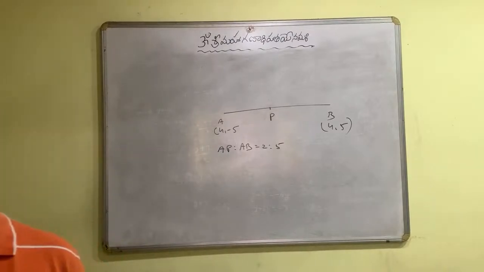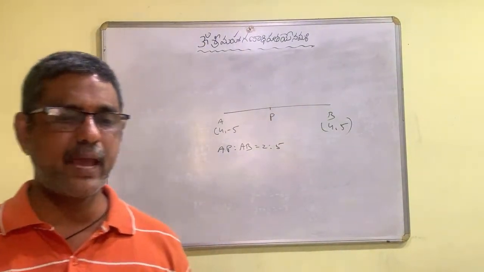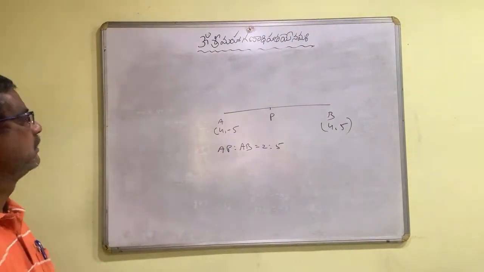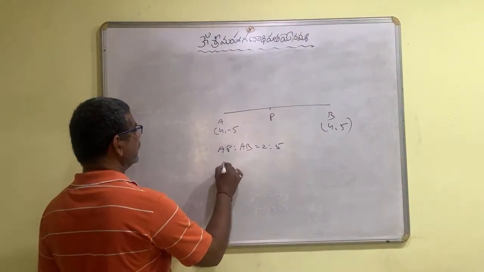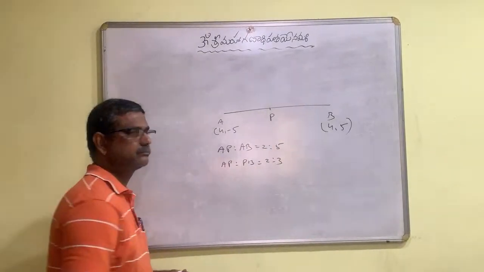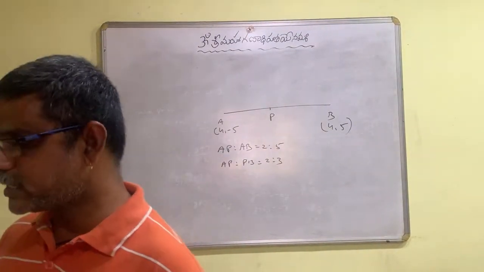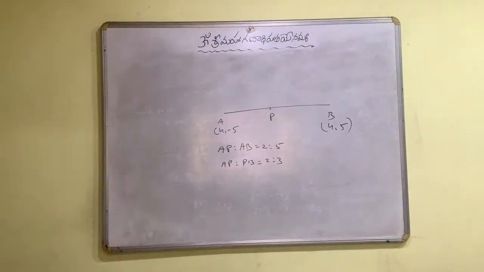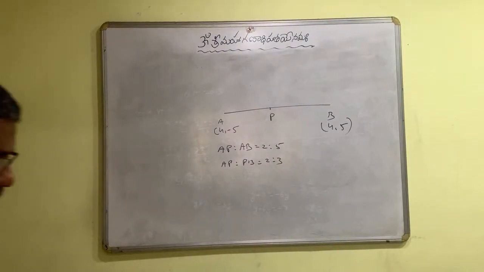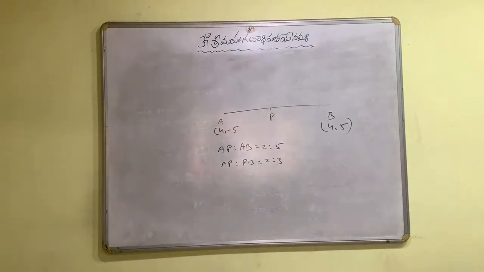Very good, Tulsi. AP is to PB is 2:3. Given AP is to AB, you need to convert it into AP is to PB, which is 2:3. Take the ratio as 2:3, not 2:5. Now find out the P coordinates.